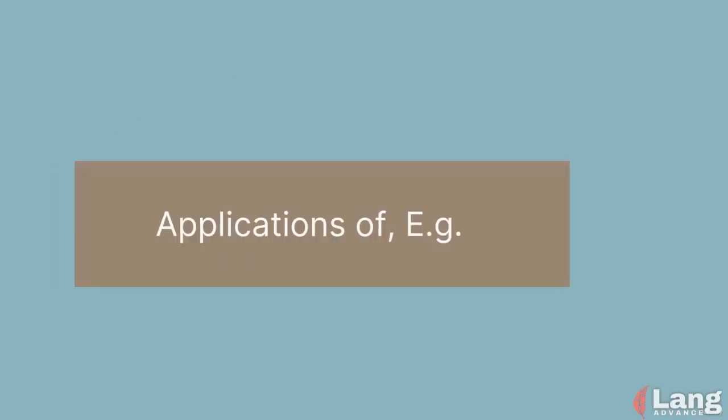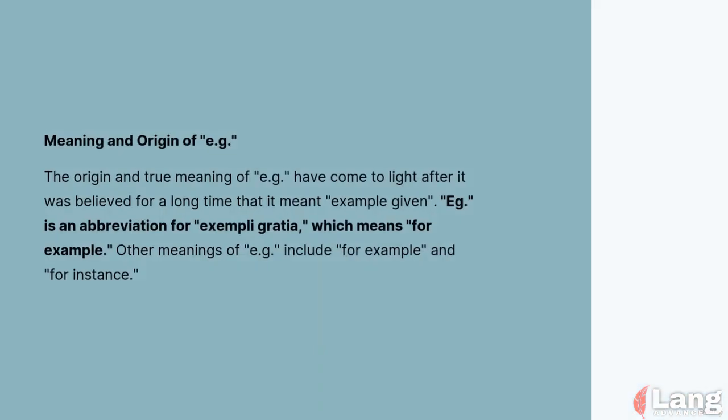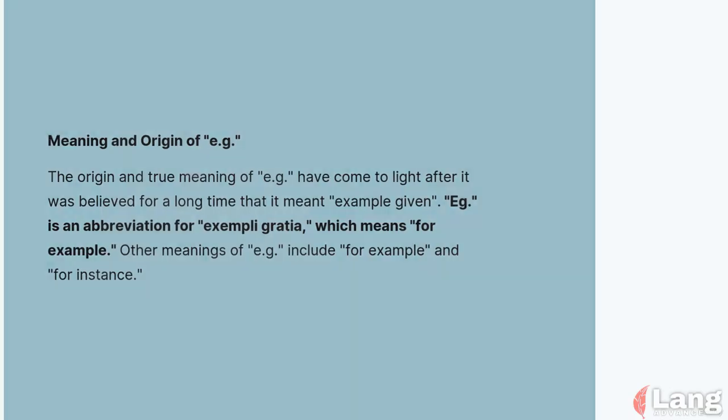Application of e.g. Meaning and origin of e.g. The origin and true meaning of e.g. have come to light after it was believed for a long time that it meant example given. e.g. is an abbreviation for exempli gratia, which means for example. Other meanings of e.g. include for example and for instance.